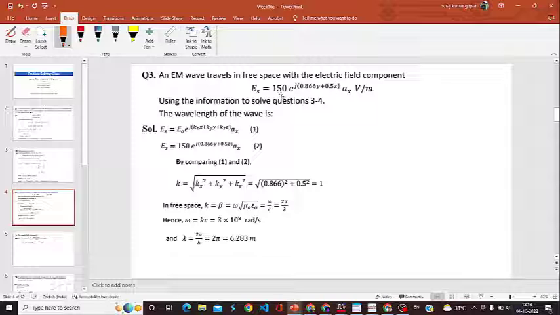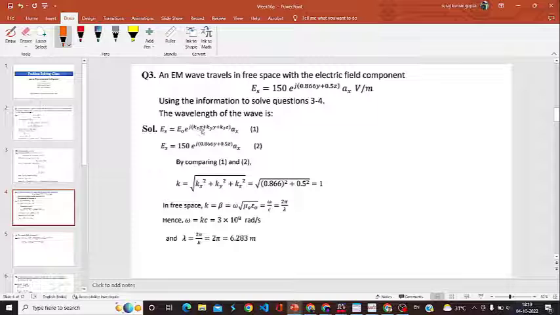So we first have to understand what the general expression of this kind of wave solution is. The general expression of this kind of solution is written as E naught e raised to the power j (kx into x plus ky into y plus kz into z).